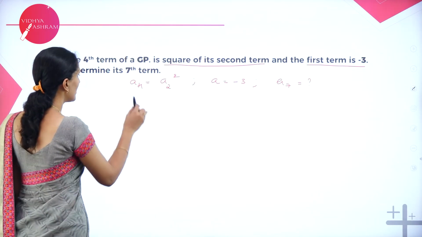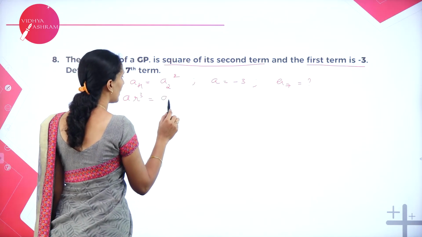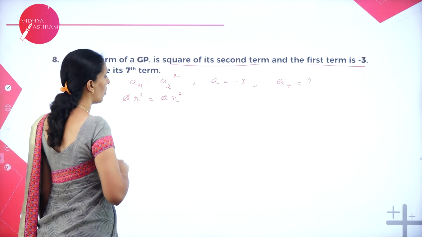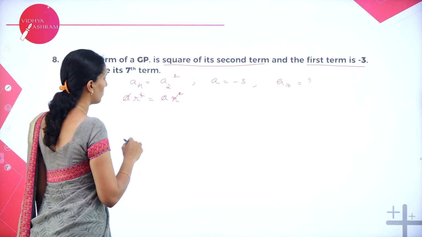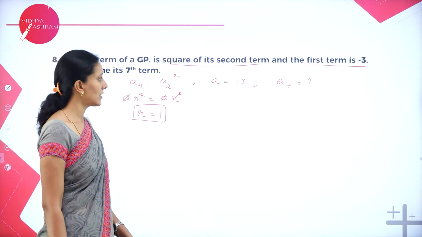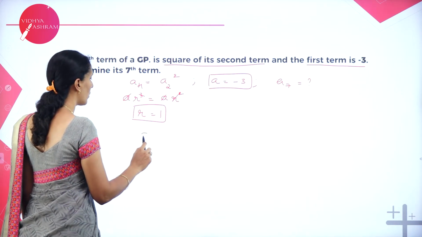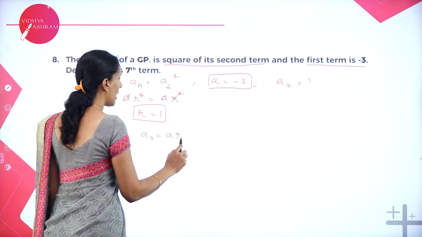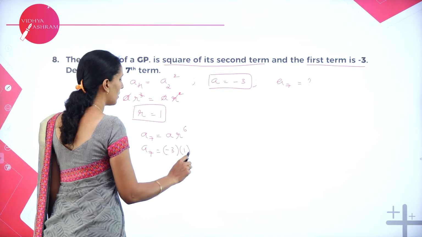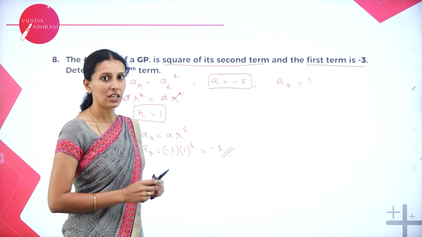So, let's look at this. A4 means a r cube. A2 means a r square. So, we can cancel here a on both sides and r square on both sides. We get r is equal to 1. So, from this relation, we got r is equal to 1. We have a is equal to minus 3. What is A7 now? So, A7 can be written as a r power 6. So, A7 is equal to minus 3 times 1 to the power 6, which is equal to minus 3. So, this is the 7th term of the given GP.